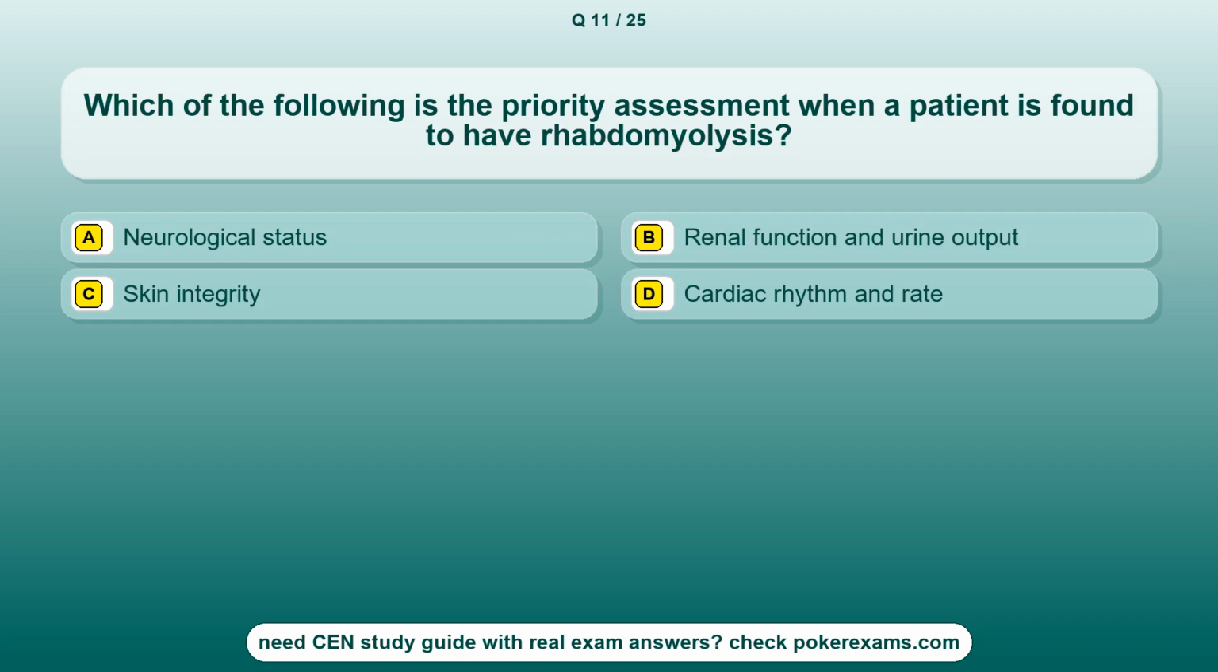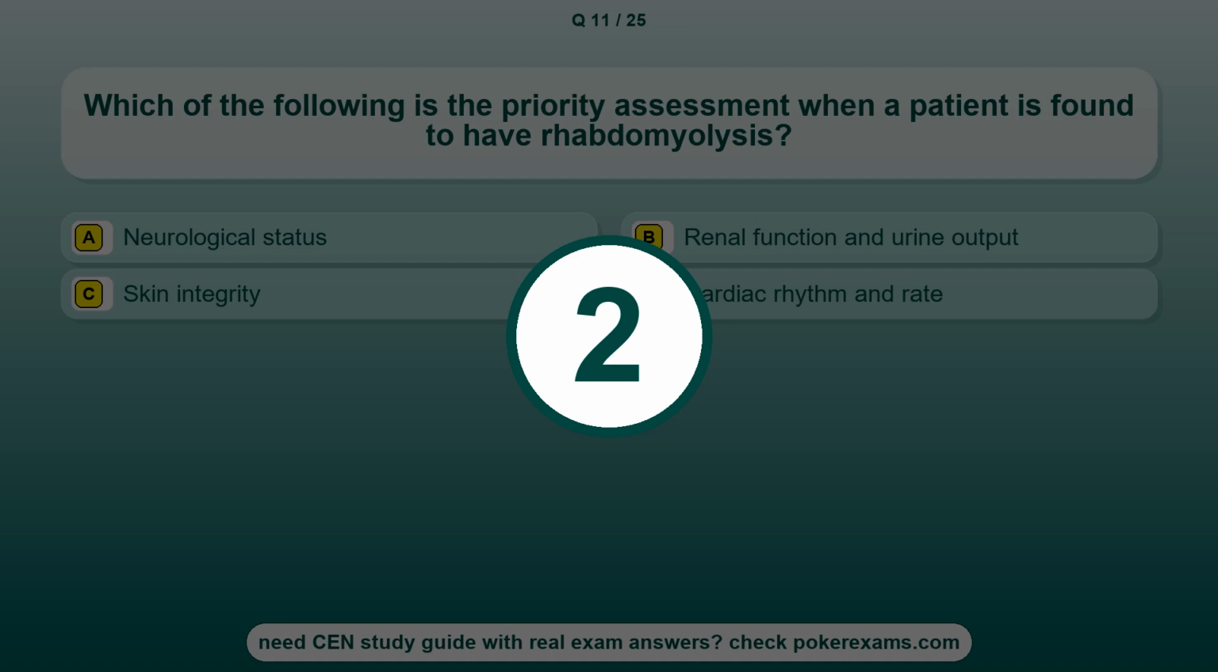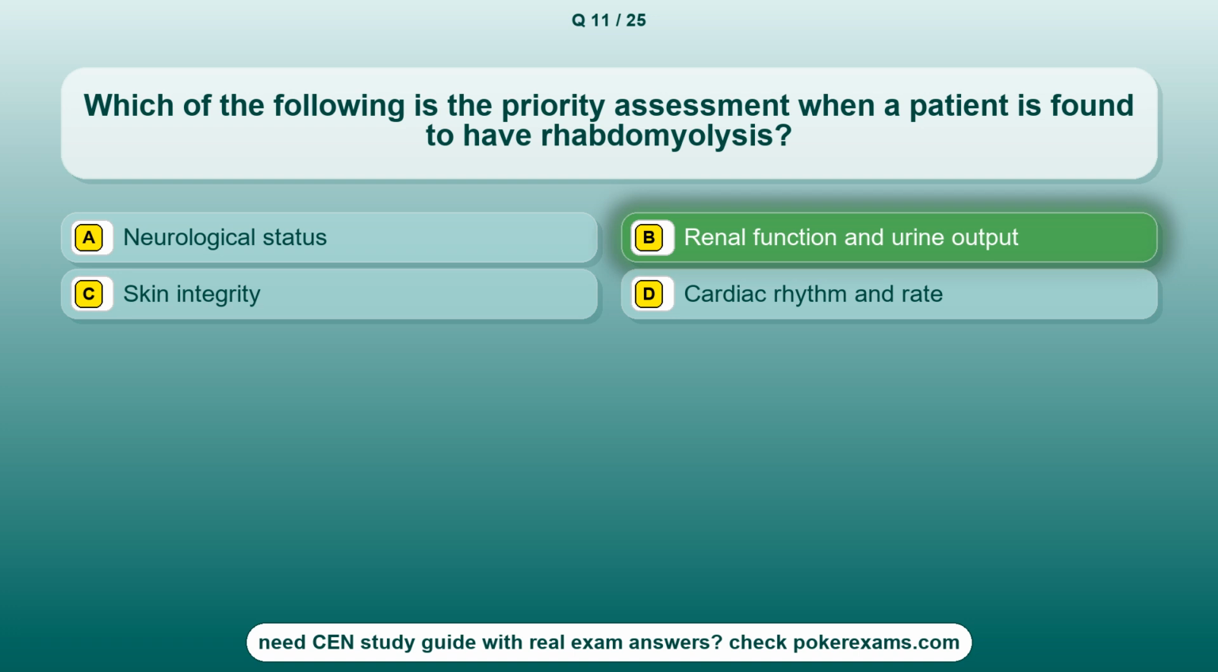Question 11. Which of the following is the priority assessment when a patient is found to have rhabdomyolysis? Option A, neurological status. Option B, renal function and urine output. Option C, skin integrity. Option D, cardiac rhythm and rate. The correct answer is option B, renal function and urine output.